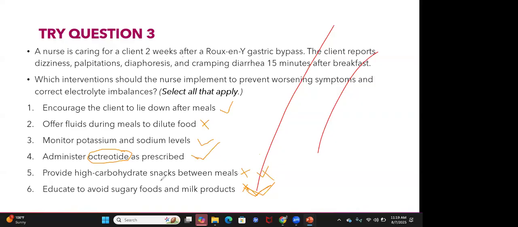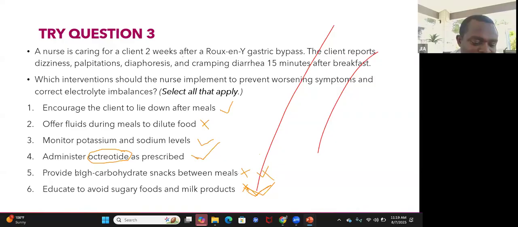So number one: high protein, low carb. The question was asked. If it's fiber or complex carbohydrates, they'll let you know.